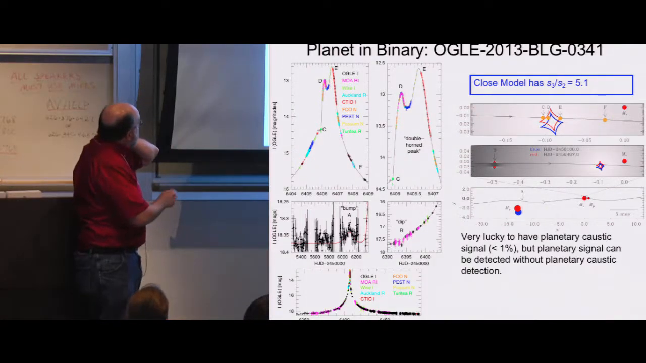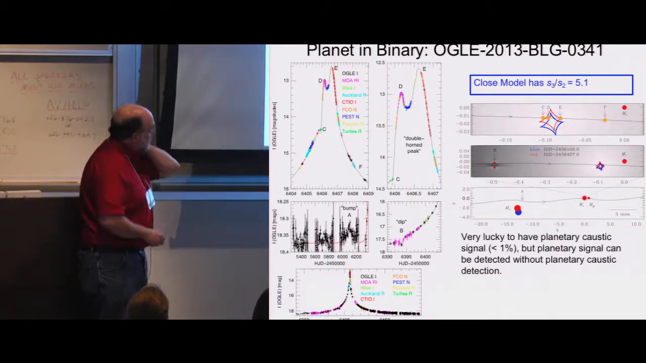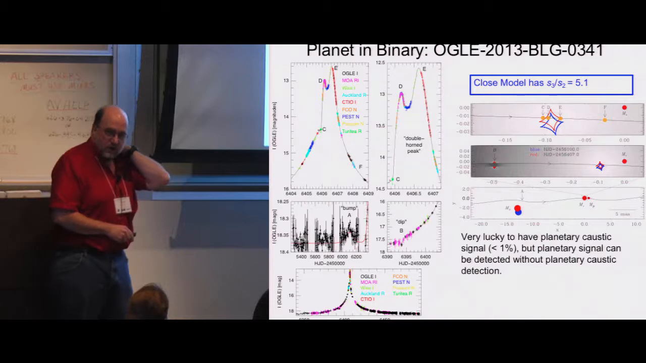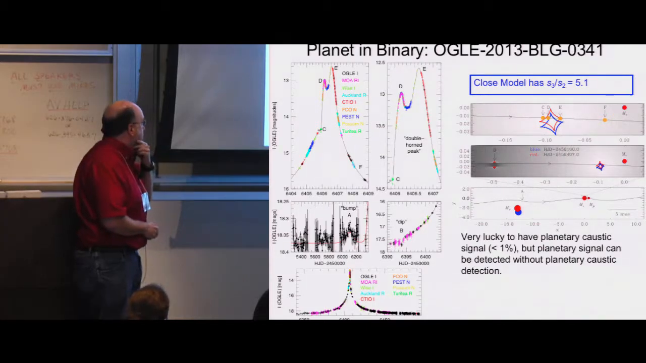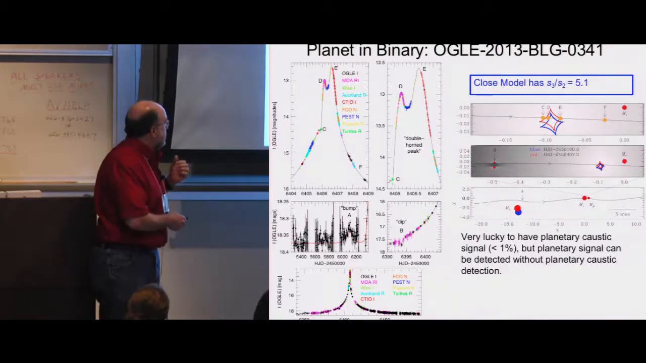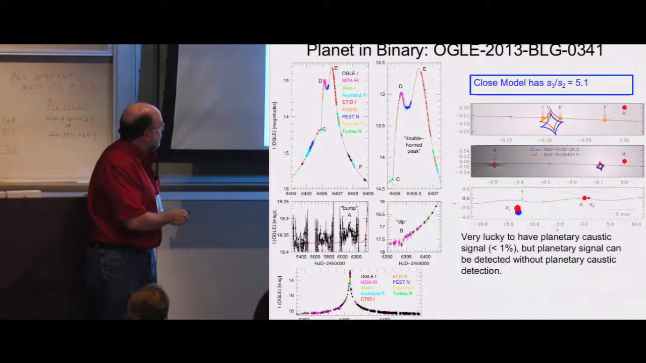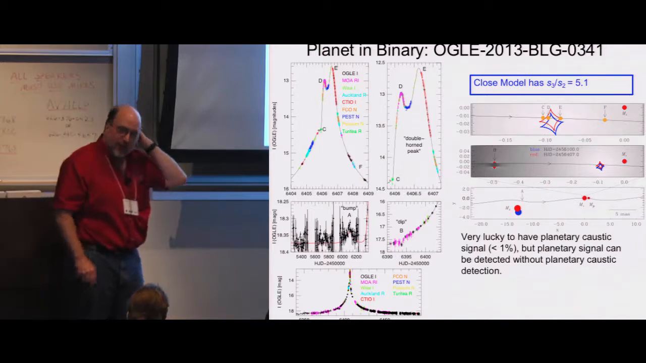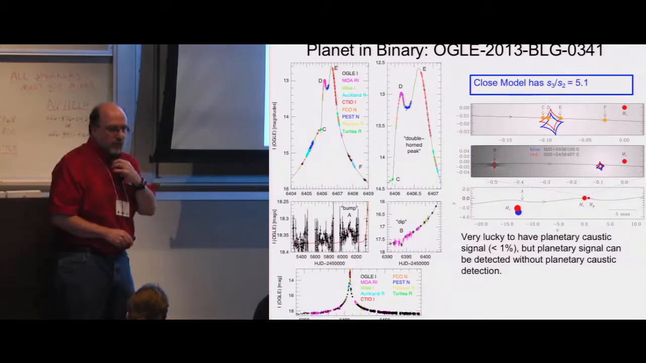And then we were very surprised to see this giant signal due to crossing of a stellar binary caustic. So it's a planet in a stellar binary system. But as part of the analysis, Gould et al. also tried modeling this event, throwing out the data around this time, so throwing out this dip. And they found that the planet was still needed to fit the data.